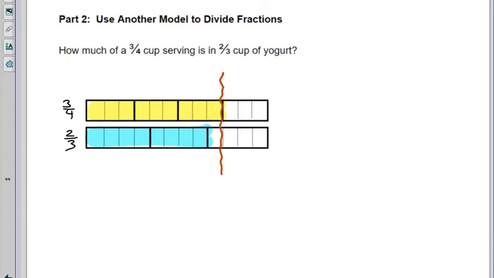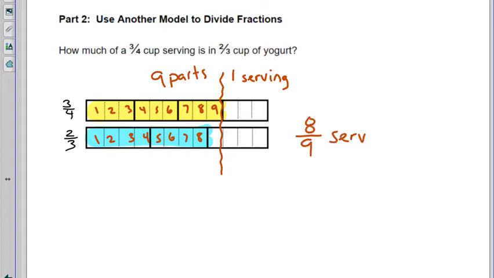And we can see right here, there is a full serving. And that full serving is made up of 9 parts. And of those 9 parts, I have 8 of them. So I have 8/9 of a serving. In other words, 2/3 divided into groups of 3/4 equals 8/9. Okay, that was pretty tricky.